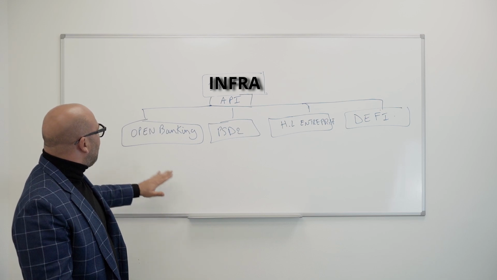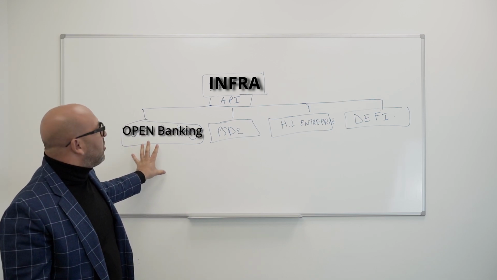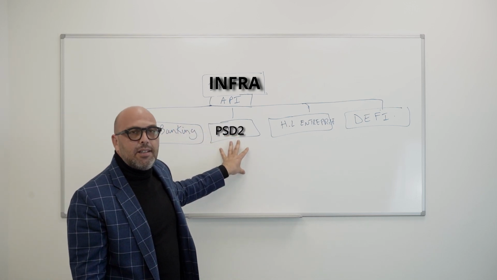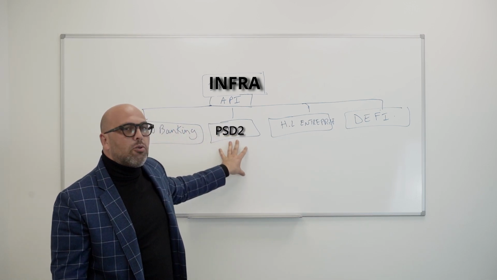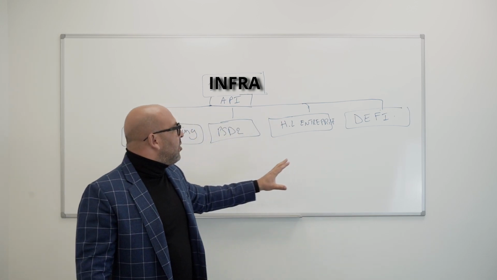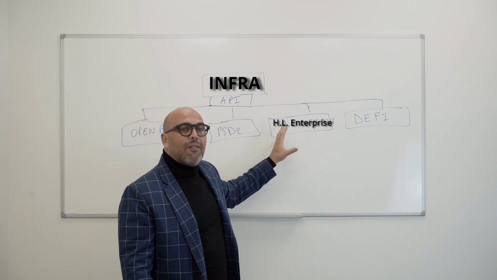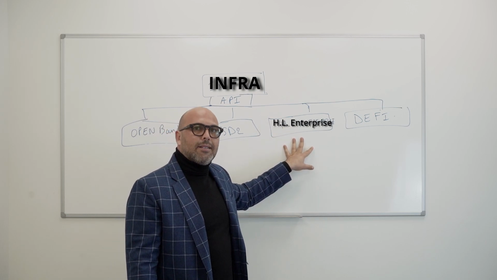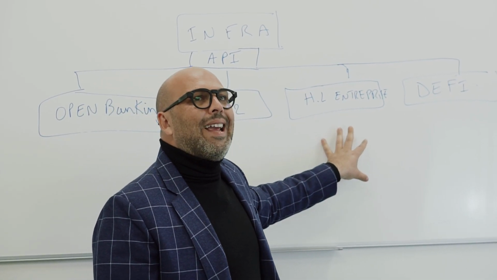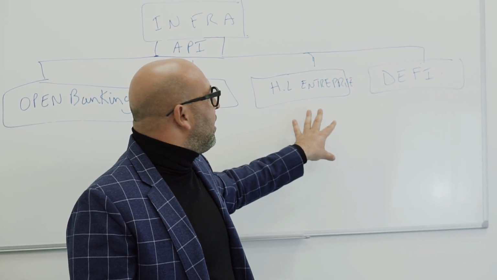So in our case, we have the open banking. You can feed the API into the infrastructure. The PSD2, open banking and PSD2, by the way, are a little bit related. On the other side, you have the new capabilities of Hyperledger for enterprise. And this is a blockchain technology that is modular and integratable into enterprise companies.